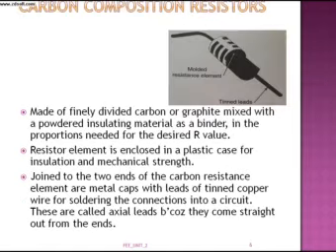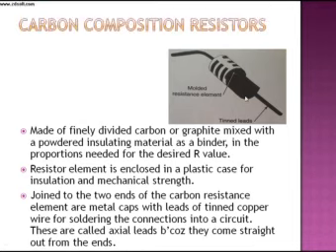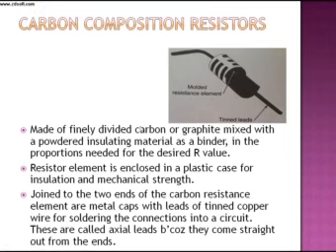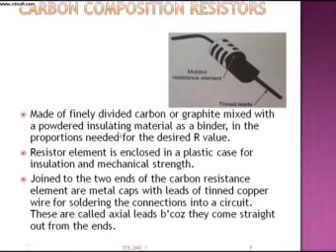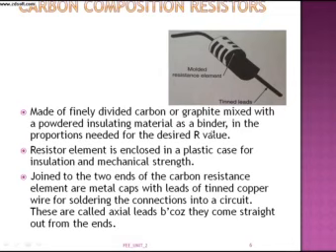The next type is the carbon composition resistor. It has tin leads like this, and a molded resistance element. In between we place the carbon composition material. The material is finely divided carbon or graphite mixed with powdered insulating material such as a binder, which gives the proportion required for the desired value of resistance. The resistance element is enclosed in a plastic case for insulation as well as to provide mechanical strength.